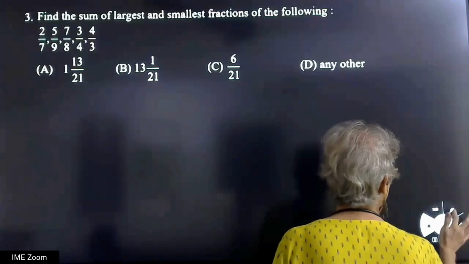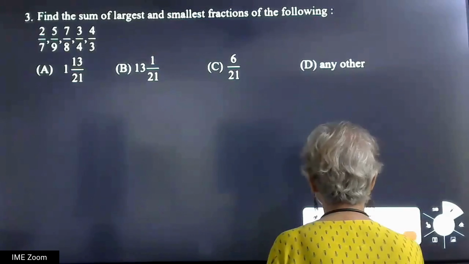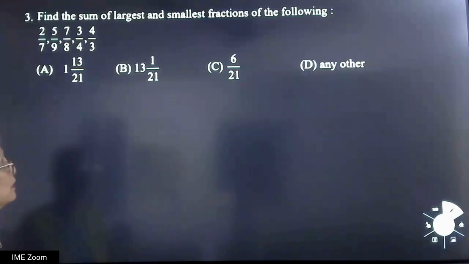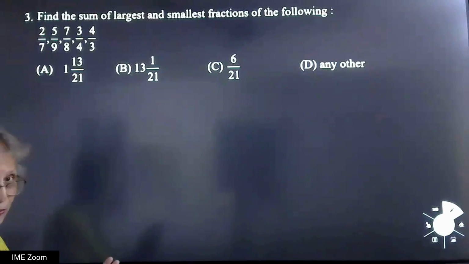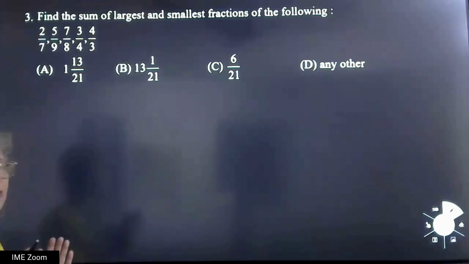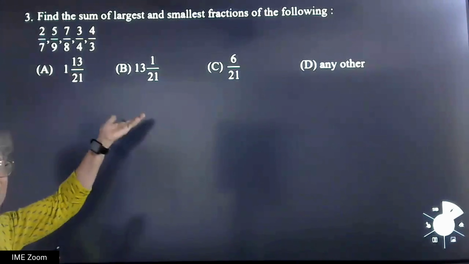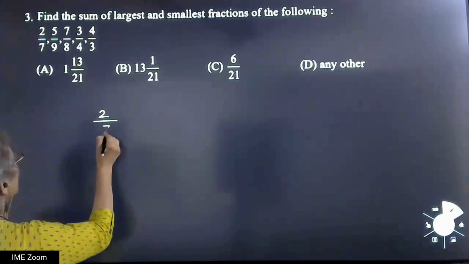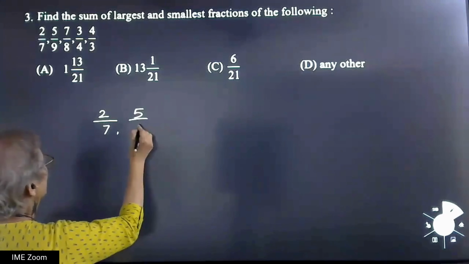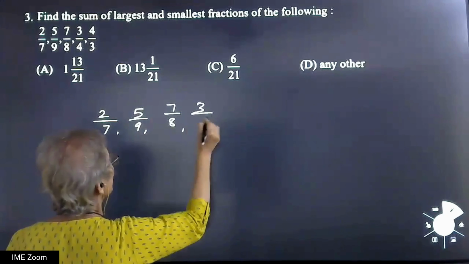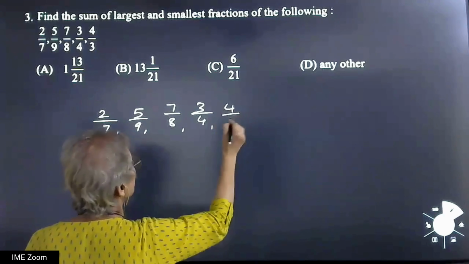Yes. See here the comparison. I've told you just now that comparison we will discuss over here. Find the sum of the greatest and smallest fraction of the following. We have to find the sum, whose sum? Which is greatest and smallest. So first of all, we have to compare which is greatest. Look here, the fractions given are 2 upon 7, 5 upon 9, then 7 upon 8, then 3 upon 4, and 4 upon 3.